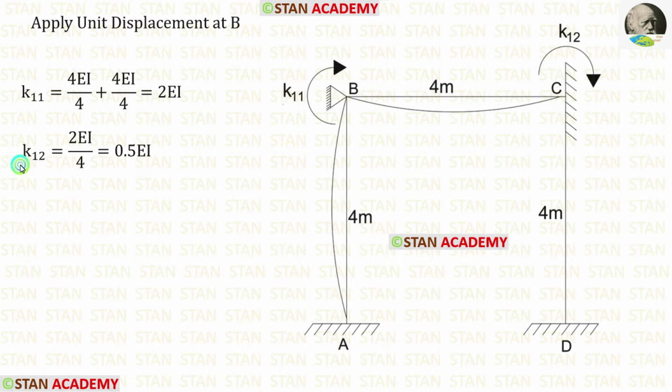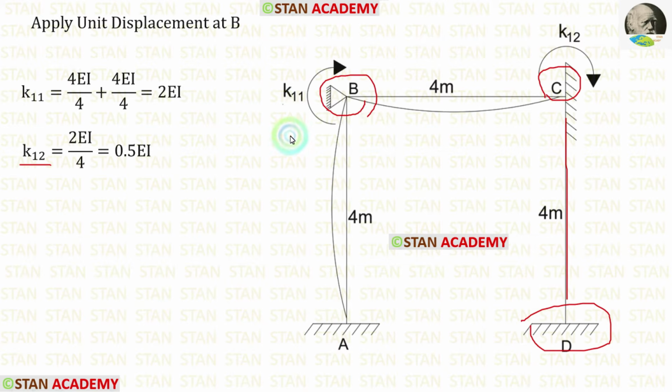Now let us find K12. For that, from the point C, we have to look other ends. No need to look the end D, because for the column CD, there is no curve. So we have to look only the end B. In the end B, there is a hinged support.